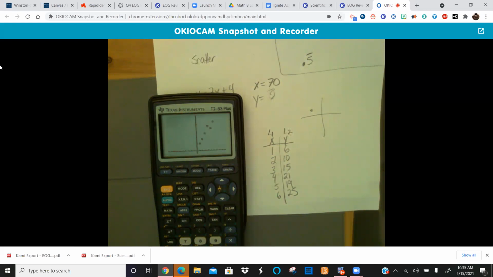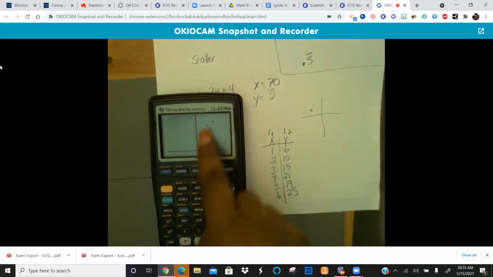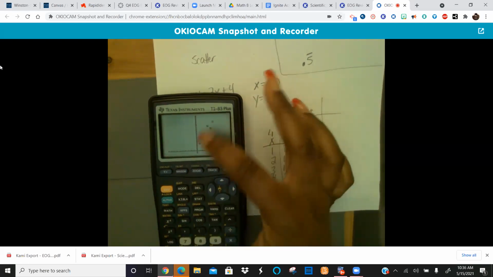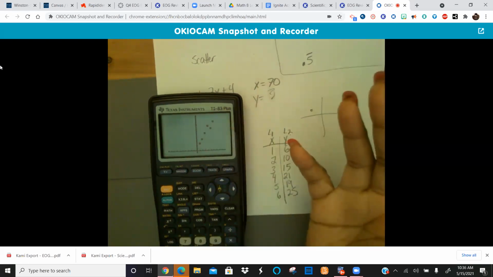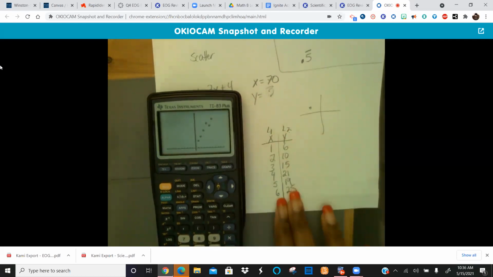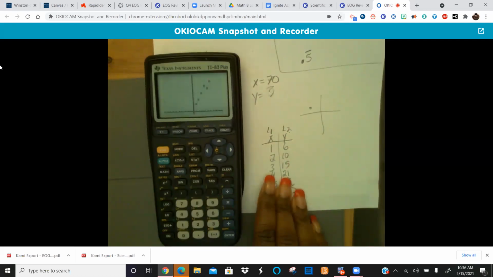Are you okay with the graphing now? Yes, ma'am. Okay, so now let's draw a line of best fit in the calculator. So this is how you draw a line of best fit. For these points, to draw your line of best fit, this is what you do.